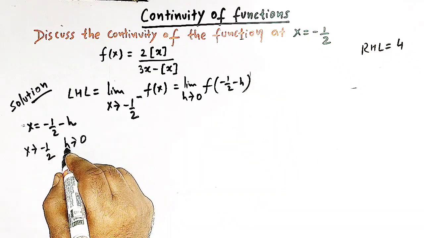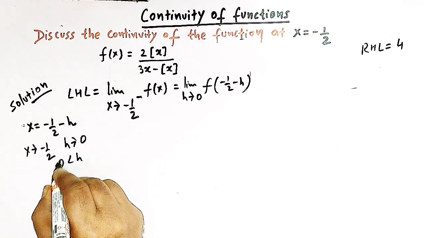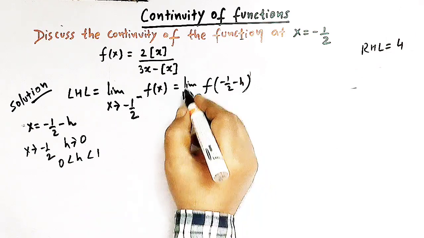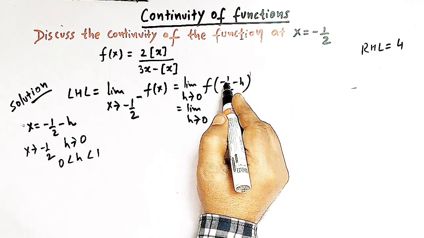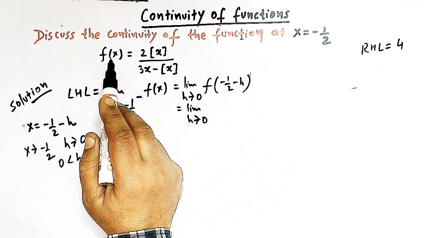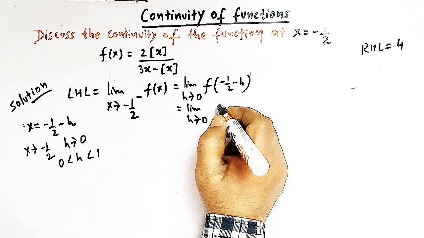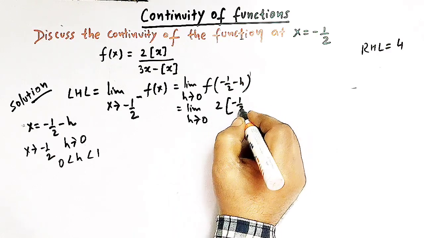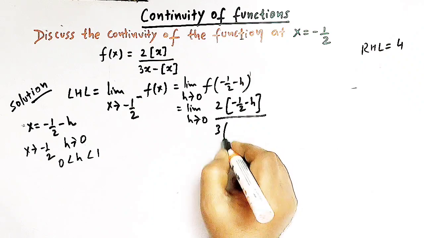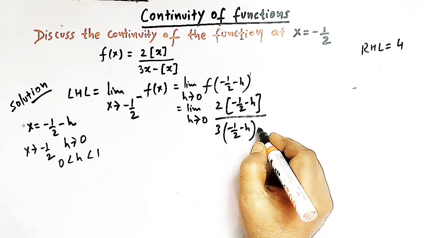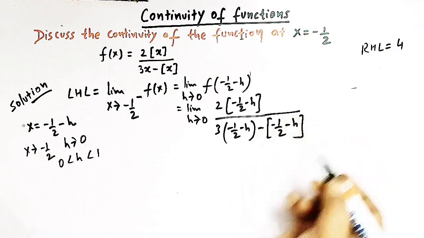And again this quantity h is infinitesimally very small, and h lies between 0 and 1. So now this limit is limit h tends to 0, f of minus half minus h, can be obtained by replacing x by minus half minus h. So we have 2 times minus half minus h, and then we have 3 times here minus half minus h, and then greatest integer of minus half and minus h.